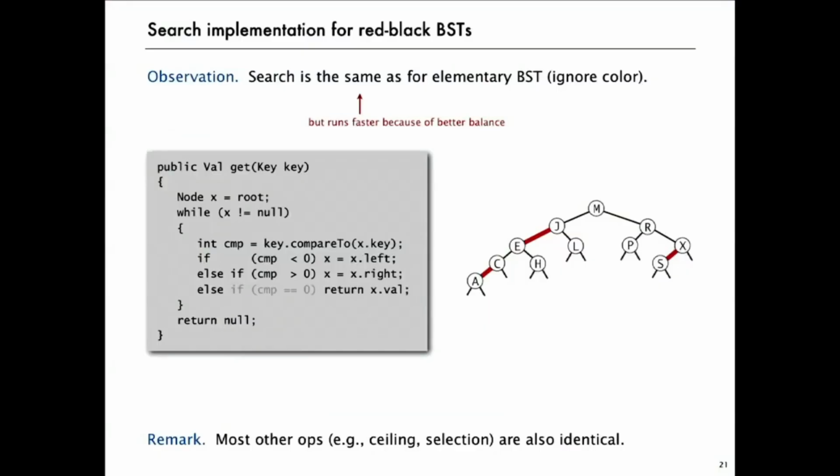Now, the first and really one of the most critical observations is that search in a red-black BST is exactly the same as for an elementary BST. We just ignore the color. Now, it's going to be much faster because of better balance in the tree, but in terms of the code, we don't have to change the code at all. Our regular search code doesn't examine the color of a link, and so we can just use it exactly as is. And in fact, most of the other operations that we implemented on BSTs are also identical. They don't need the colors, but they can all benefit from the fact that the trees are much better balanced.